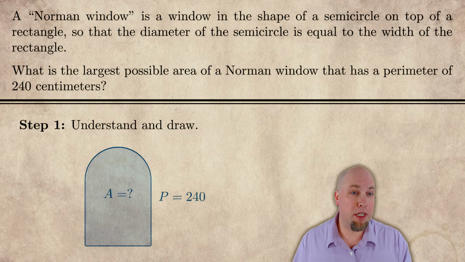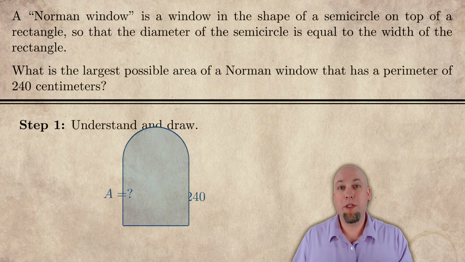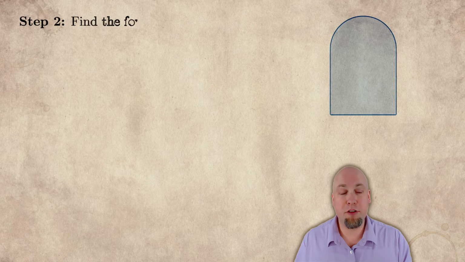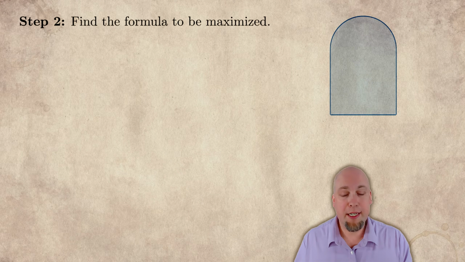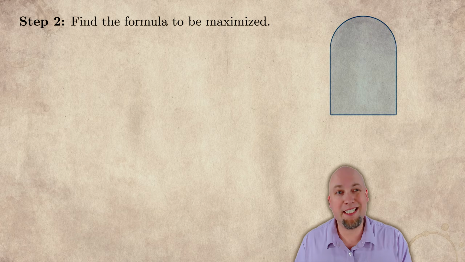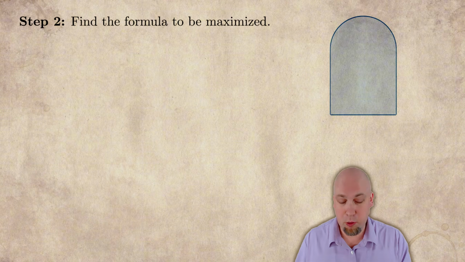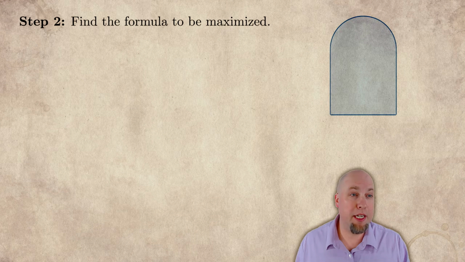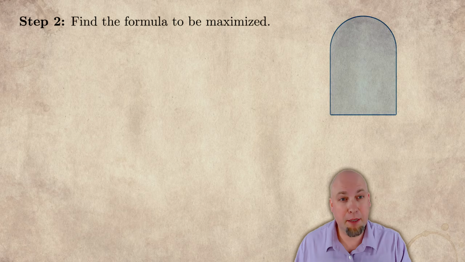Okay, now that we've drawn a picture and we understand what's being asked of us, it's time to go on to step two, which is write down a formula for the thing that you're trying to maximize or minimize. In this particular problem, we're trying to maximize the area of that Norman window, so I want to write down a formula for the area of that Norman window. Now, often this is the tricky part of the constrained optimization problem, coming up with a formula for the thing that you want to maximize or minimize.